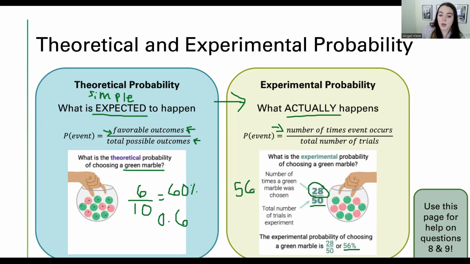So we can use this graphic to compare, given the same scenario, they both have the same marbles, the same number of marbles and the same number of green marbles. Our theoretical probability, we expected that to occur 60%. When an experiment was run, it only occurred 56% of the time. So you can see that the numbers are close, but there is sometimes a discrepancy between the theoretical and the experimental probability. You can use this page for help on questions 8 and 9.